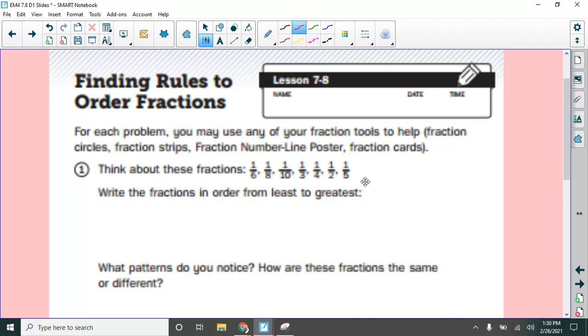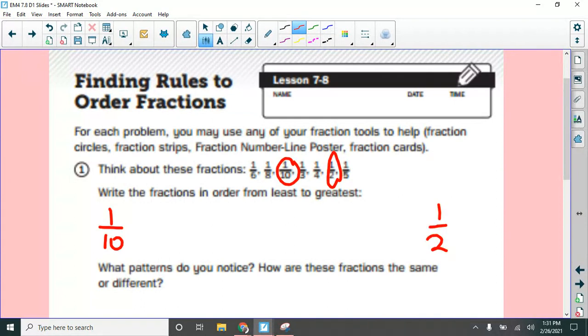All right, the smallest amount is 1/10. Think about this, right? Visualize this. If you have a pizza and it's cut into 10 pieces and you only get to eat one, you didn't get to eat much pizza. Which of these is the largest amount of pizza? It's 1/2, right? If you eat half of a pizza, that's a lot. That's a ton of pizza, isn't it?